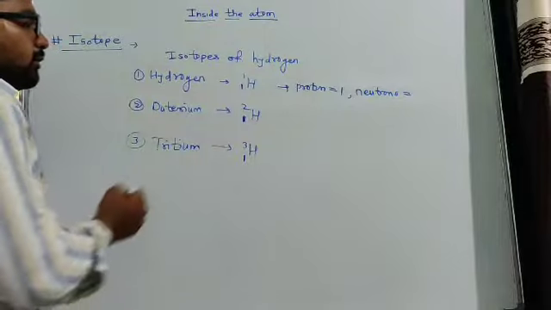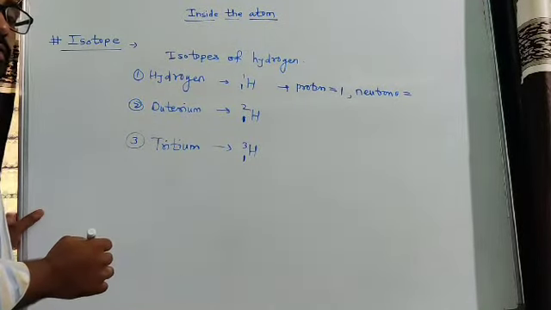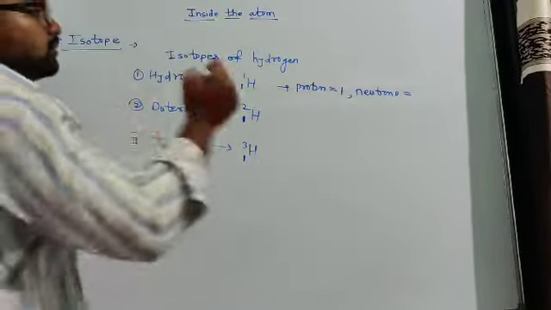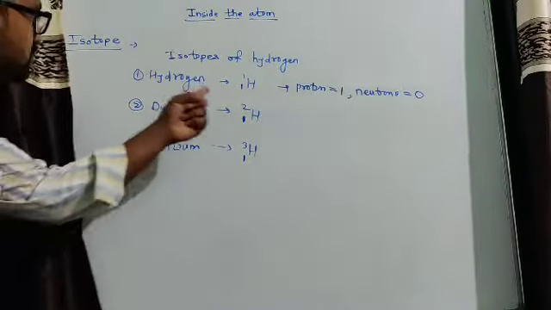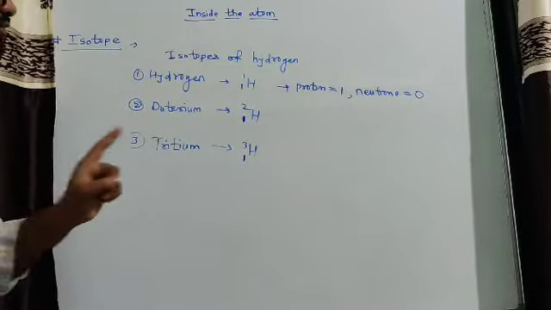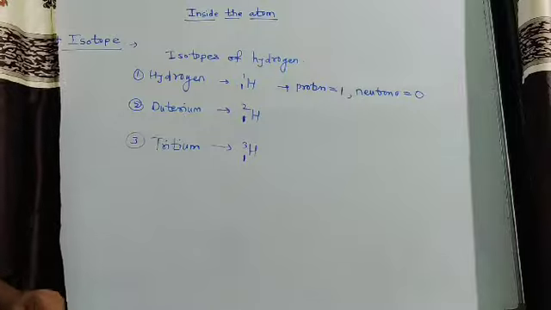are how much? Look, mass number is the number of protons plus the number of neutrons. Here the number of protons is 1, so the number of neutrons is how much? 0. So in the hydrogen atom only one proton is there, and no neutron is present in the hydrogen atom. That also you have to remember.